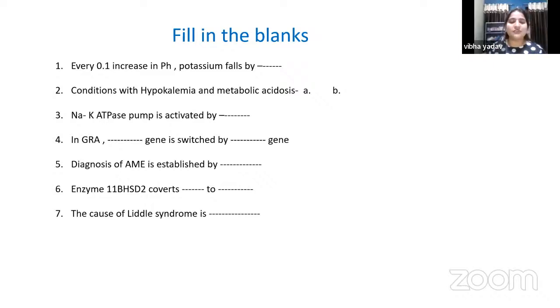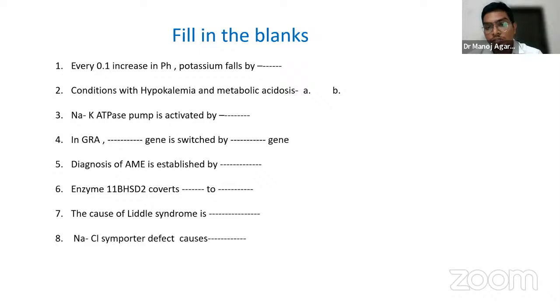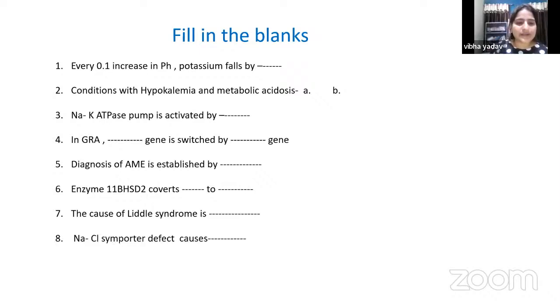It will be easier. The cause of Liddle syndrome is? I think this is a very simple question. The cause of Liddle syndrome is ENaC defect. Dr. Dhwani has answered again. Correct. The sodium chloride symporter defect causes which syndrome? Now, if I ask about activating or inactivating? Sir, it is definitely inactivating, which is Gitelman syndrome. If you have an activating mutation, what will you have? Otherwise, it will be Gordon syndrome. Gordon. So again, Dr. Dhwani has got it right.